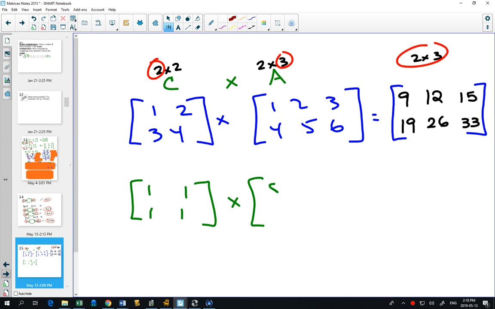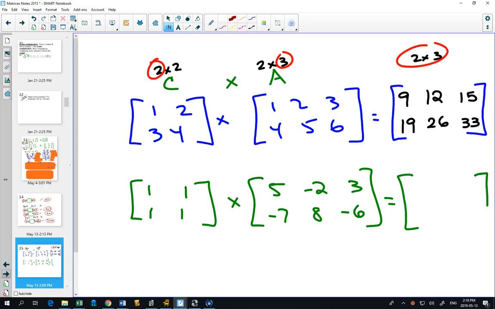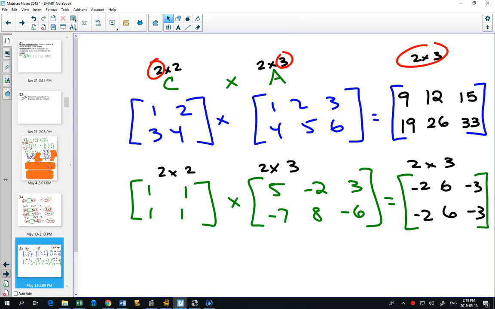1, 5, -2, 3, -7, 8, -6 equals, again, this is the right sizes. We should get a 2 by 3 as an answer because our size is 2 by 2 times a 2 by 3, so we should get a 2 by 3. And if I put these together, I'm going to get -2, 6, -3.